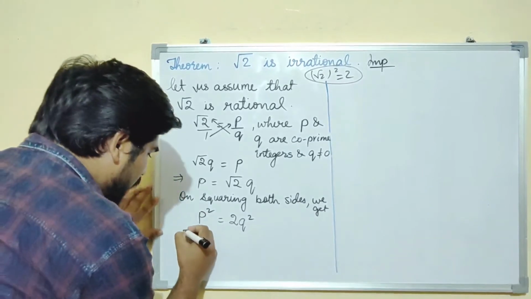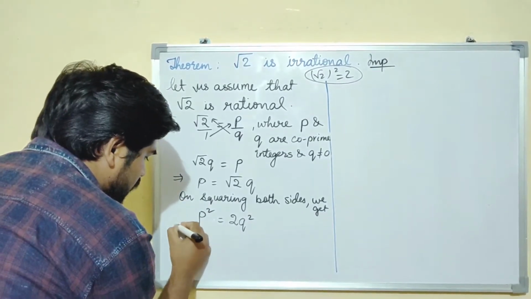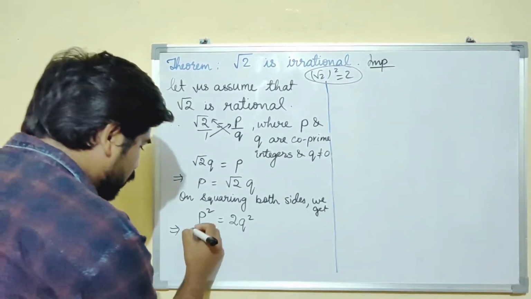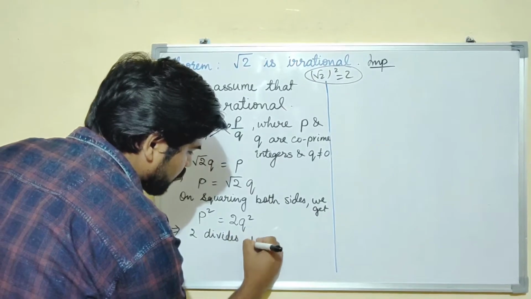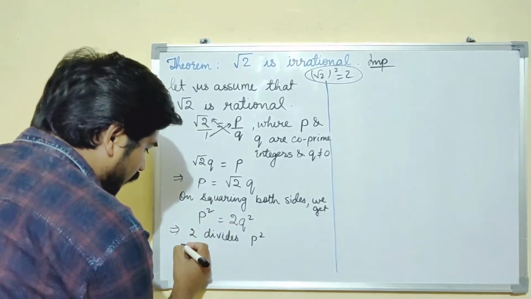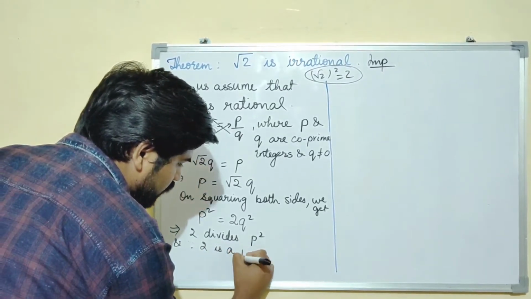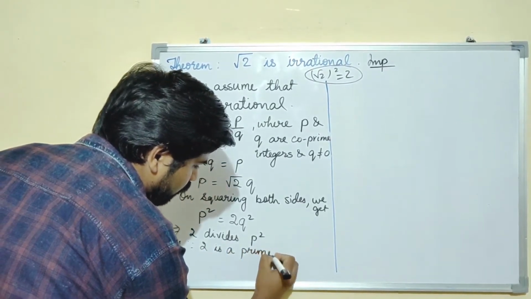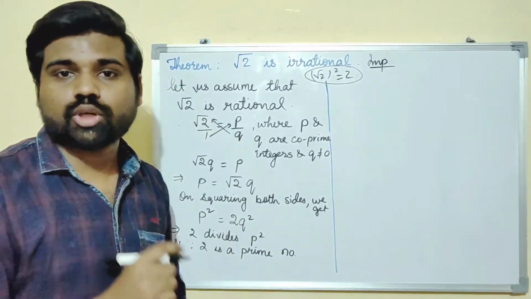We can say that 2 divides p square. Is it okay? 2 divides p square. And since 2 is a prime number, we can apply the theorem. What does the theorem say?